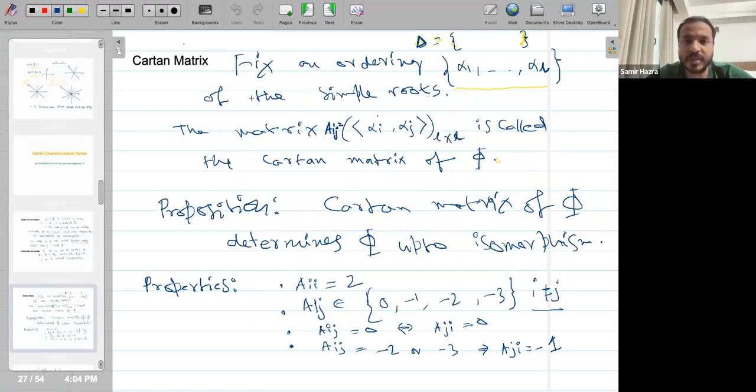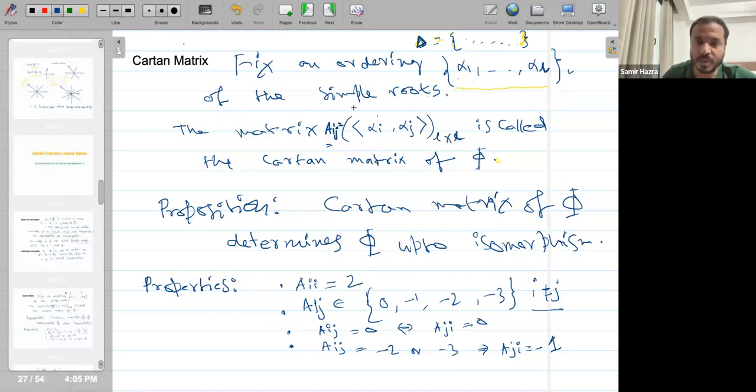From a root system phi, we can write a matrix which was called the Cartan matrix, whose entries are Aij. How do we get that? We fix an ordering. Suppose this is delta, which is the base. There are some roots here, let's say L many, and then we give them an order: alpha 1, alpha 2, up to alpha L, and this order is fixed.